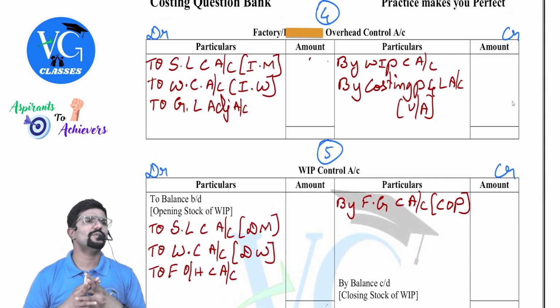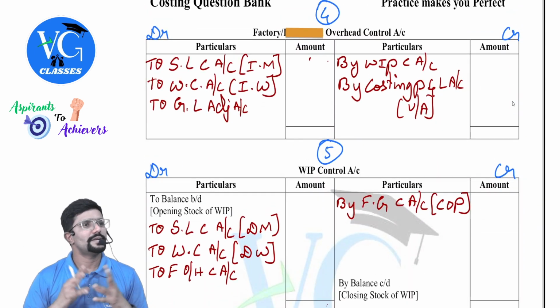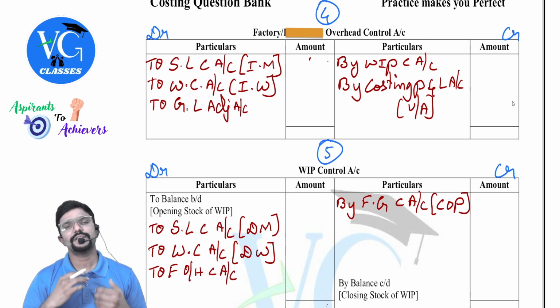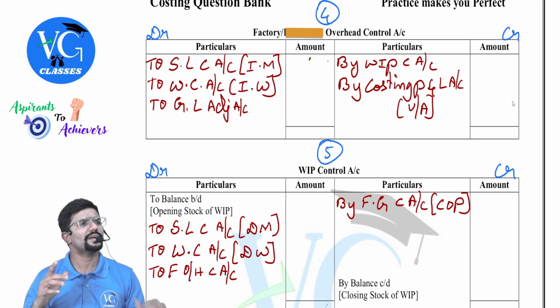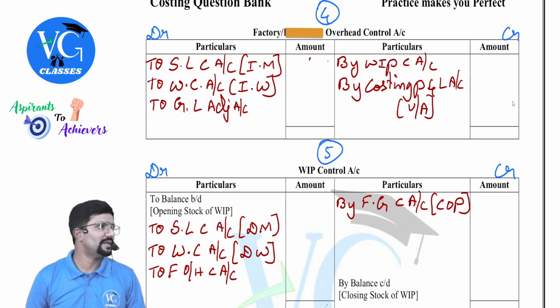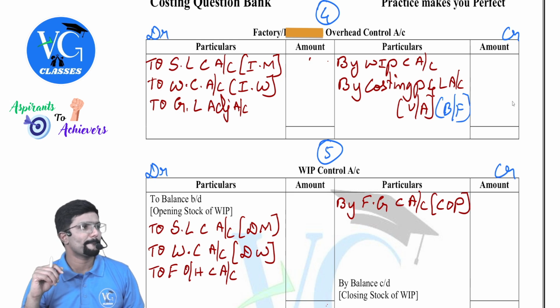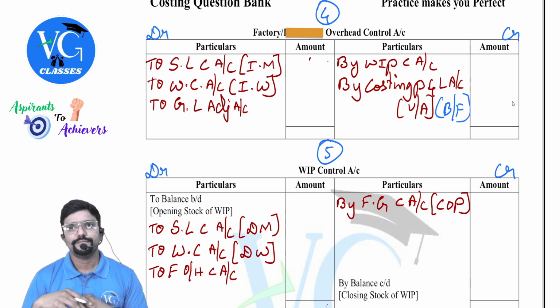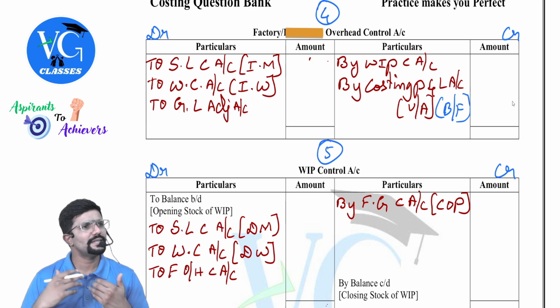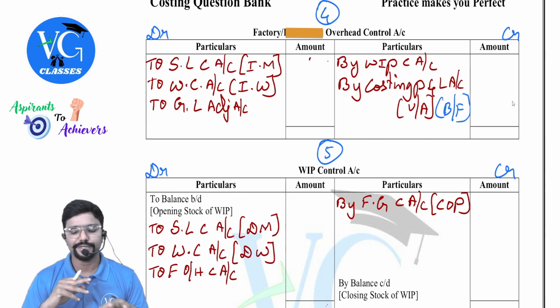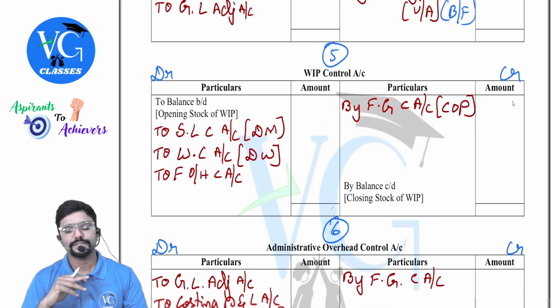Factory overhead or any overhead control account: the debit and credit sides have to match. If not matching, what is the difference? Under absorption or over absorption. When there is under or over absorption in any overhead account, that will be the balancing figure. If debit and credit are matching, leave it there: incurred is equal to absorbed, no under, no over.